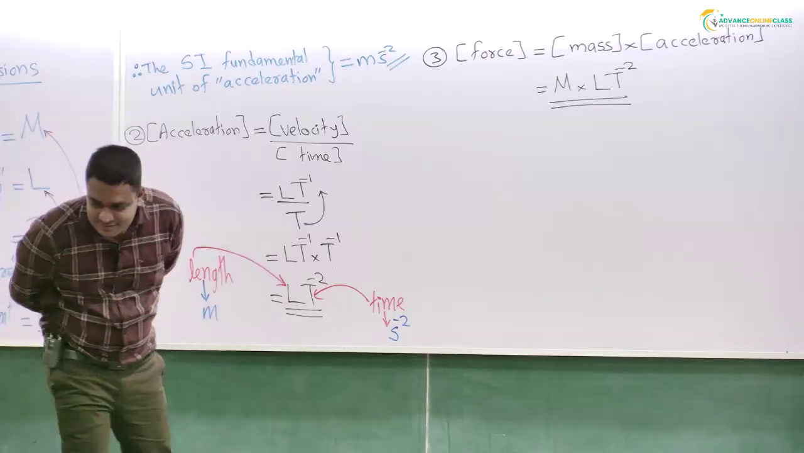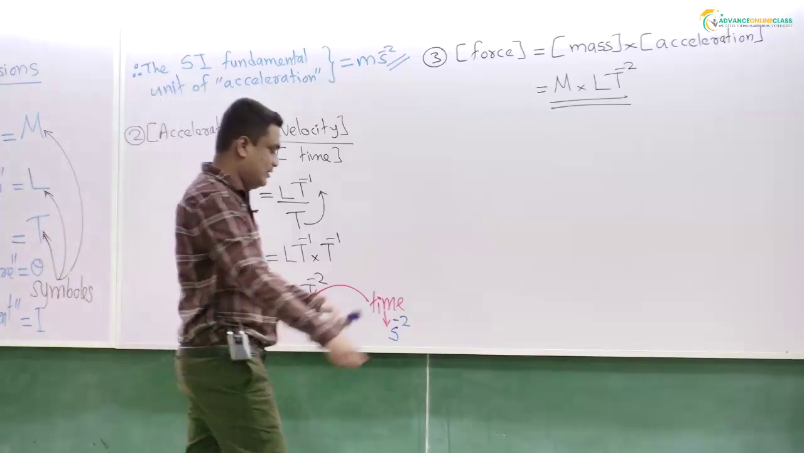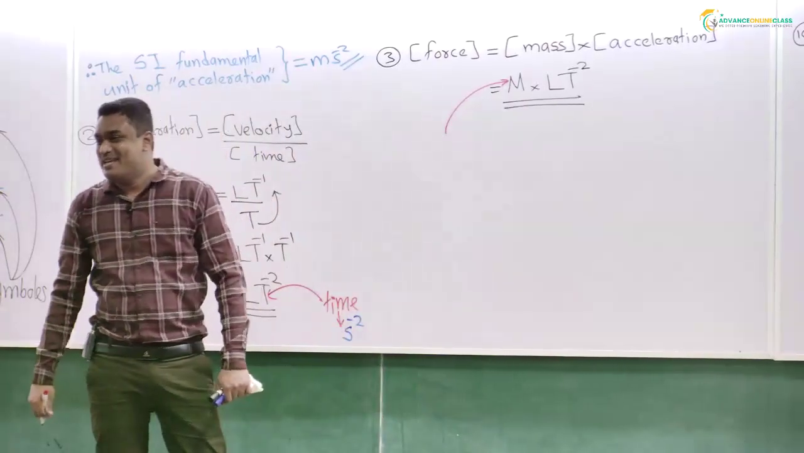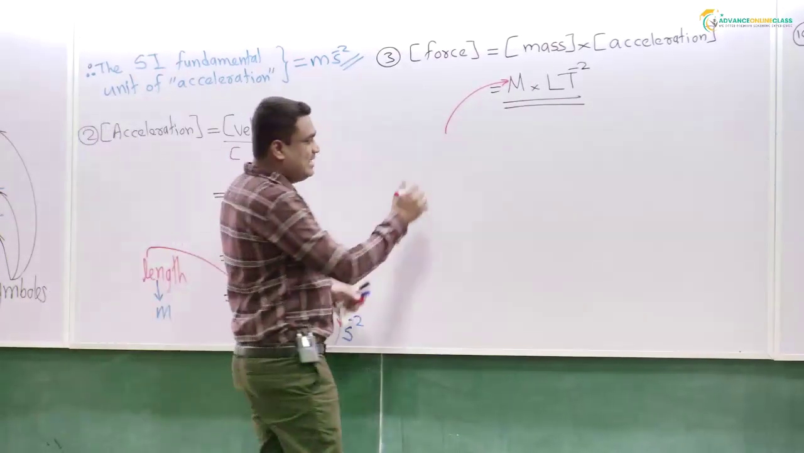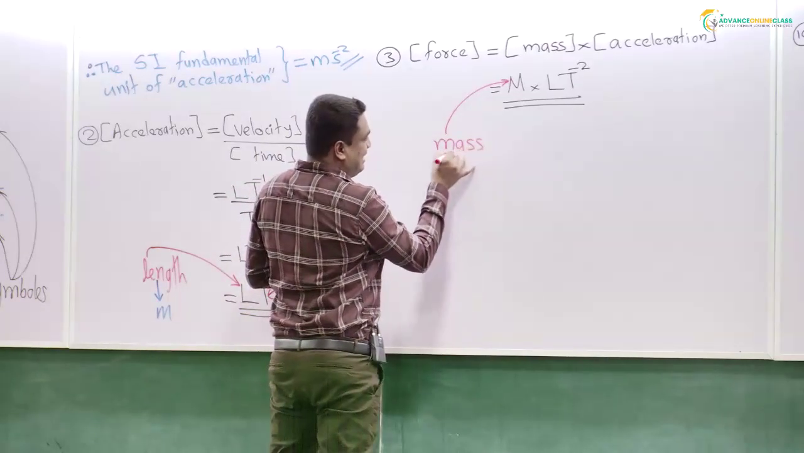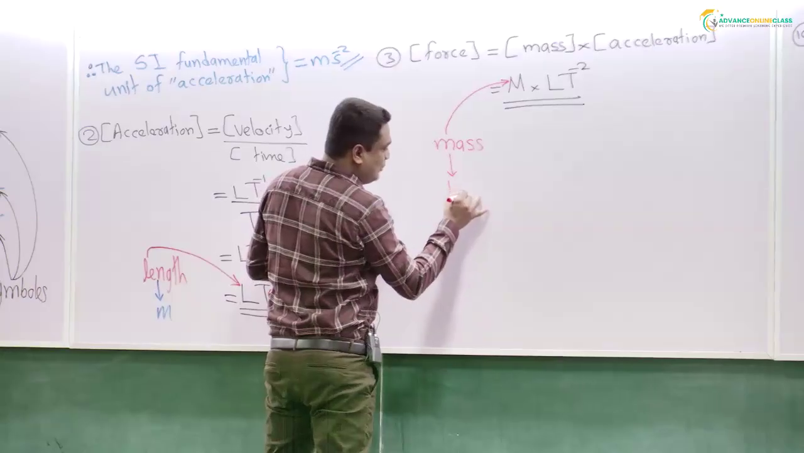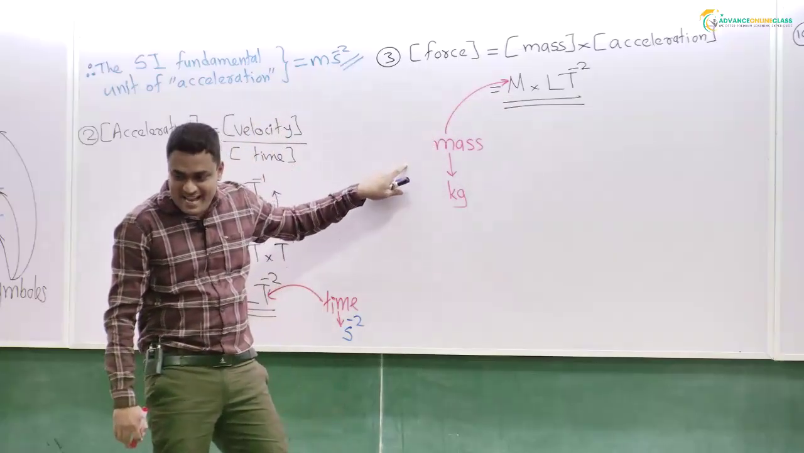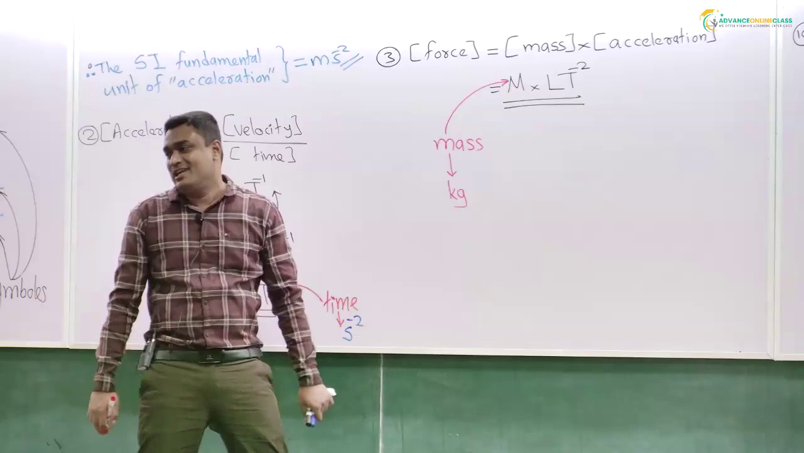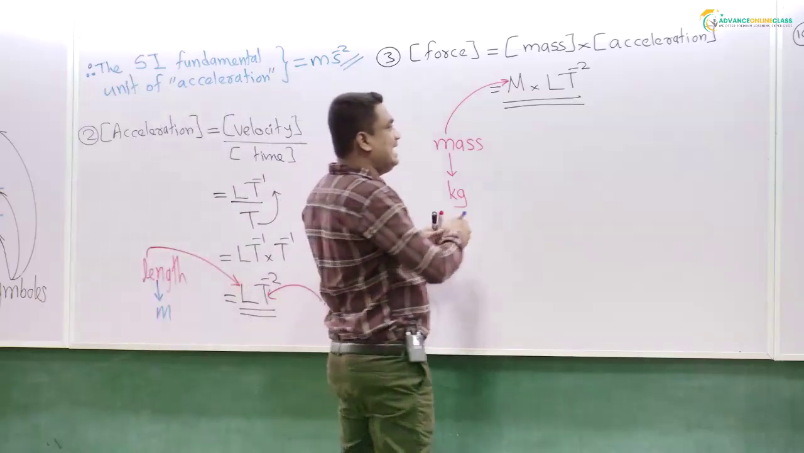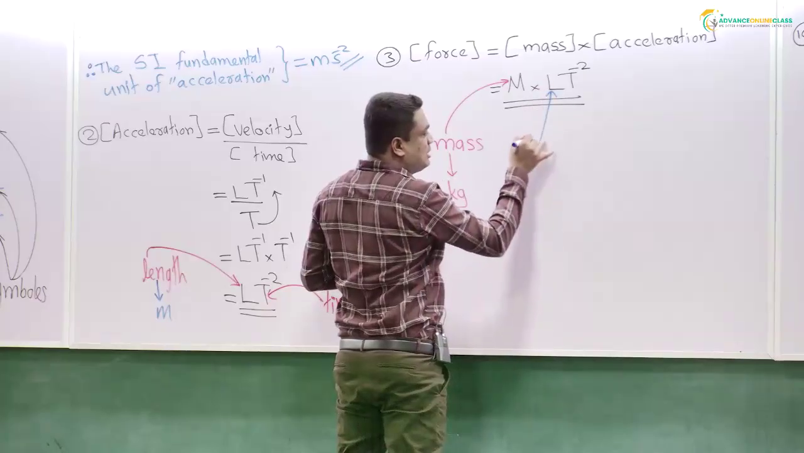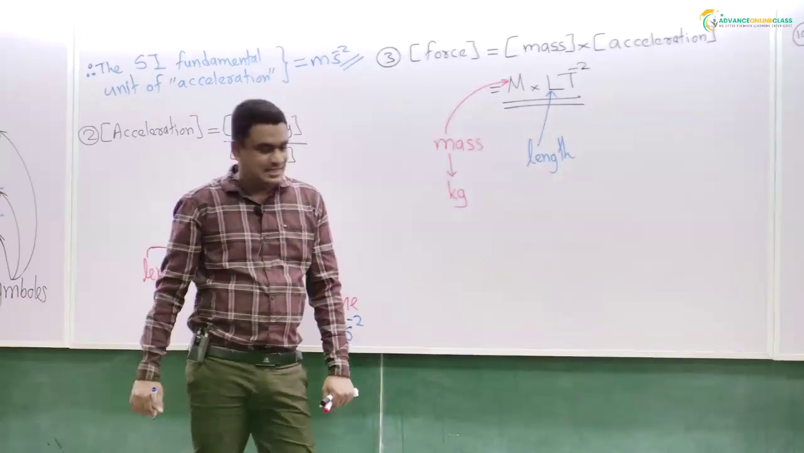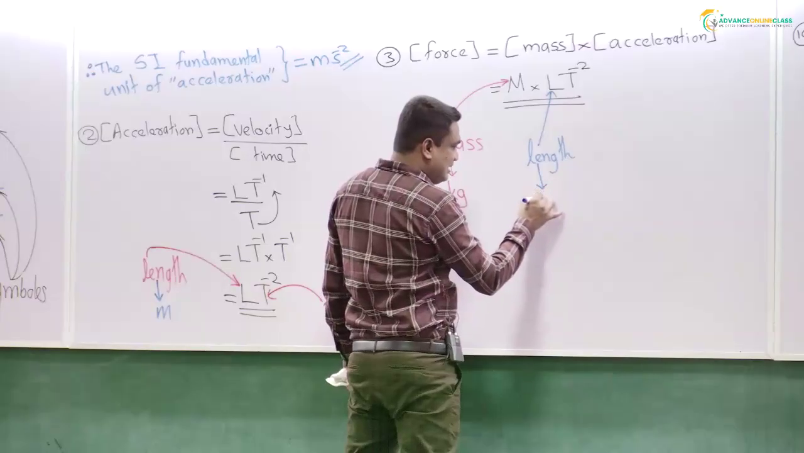What is it? Very good, very good. Capital M is the dimension of mass. SI unit of mass is kilogram. Unit of mass, kilogram. Then L. L is the dimension of length. SI unit of length is meter.